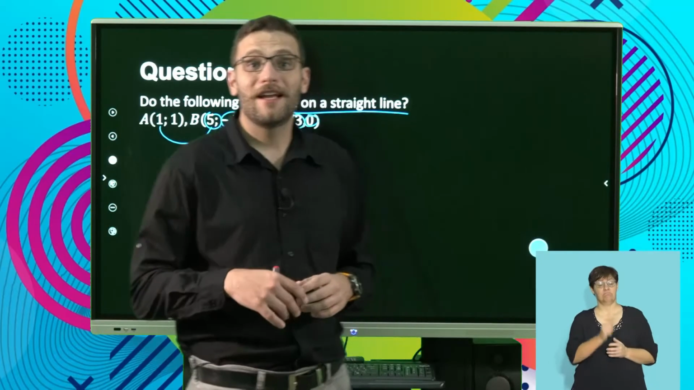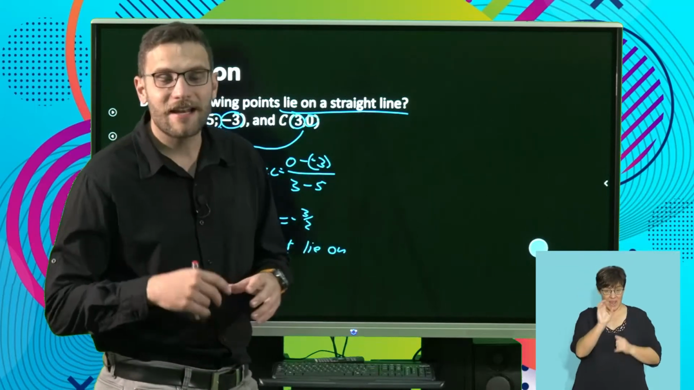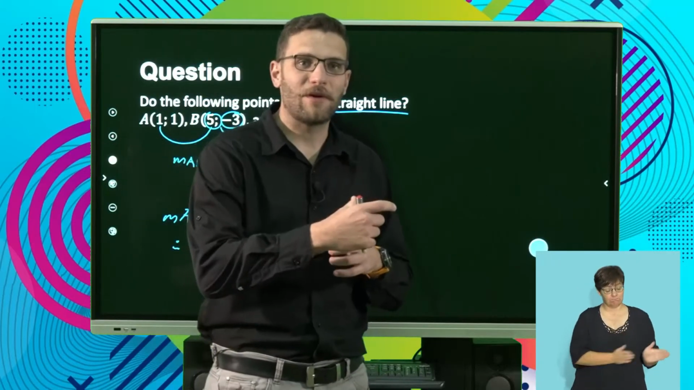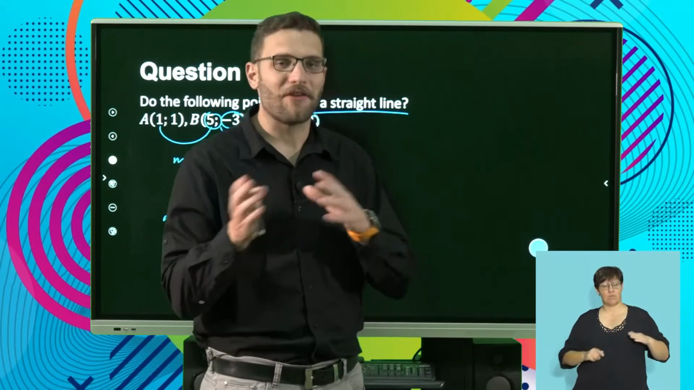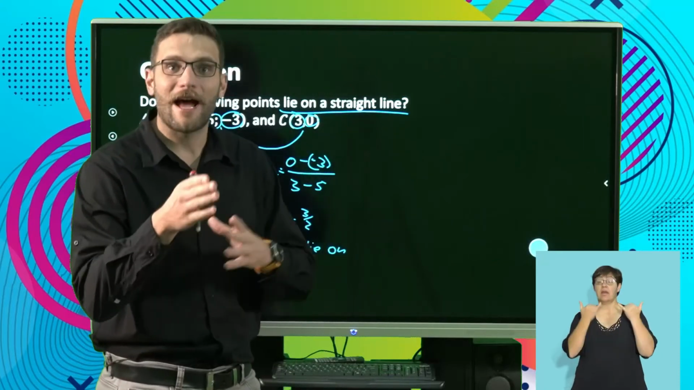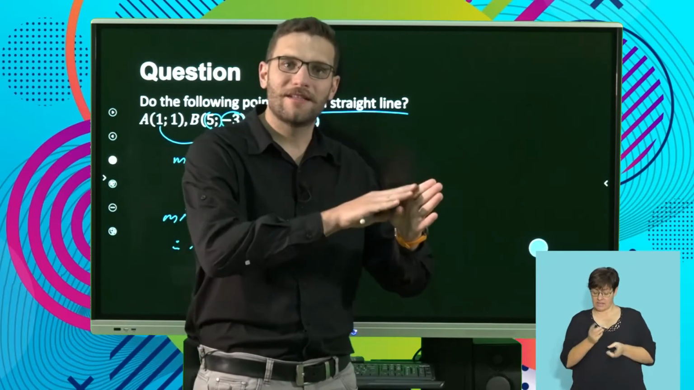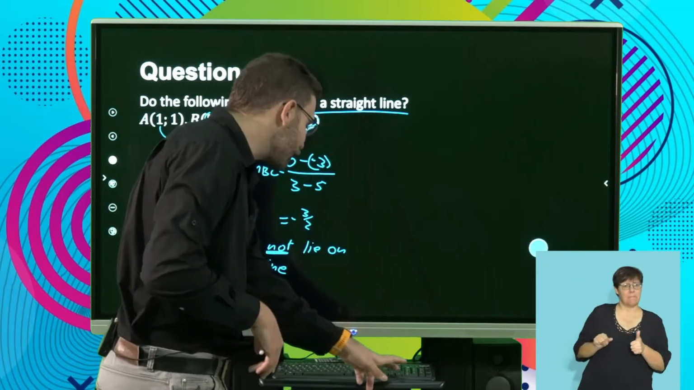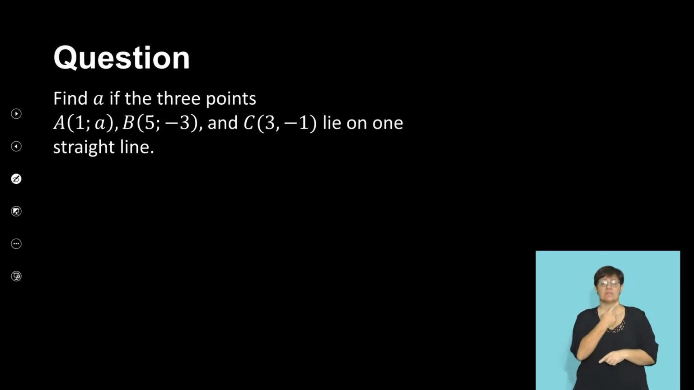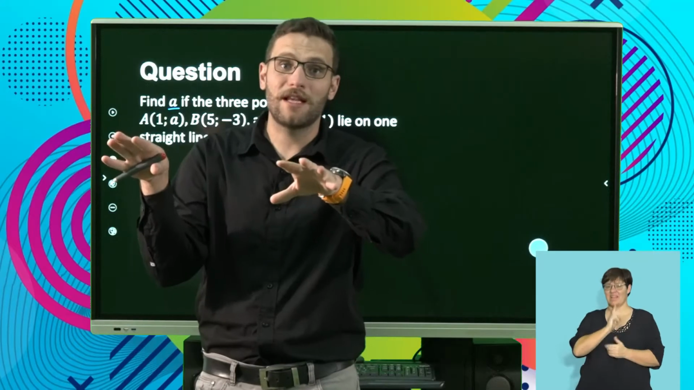Awesome. So we saw that it didn't lie on a straight line. Now, the next part that we're going to be doing is exactly like with the gradient. We worked out the gradient. Now we're going to be working backwards. So the next question says, find A if these 3 points lie on one straight line. So now we're starting with the end point and we're working backwards.